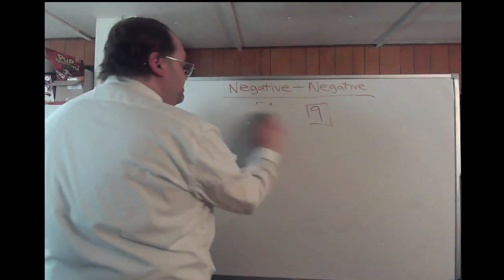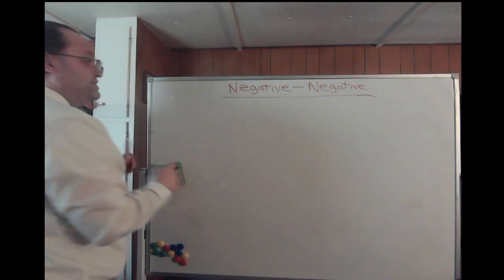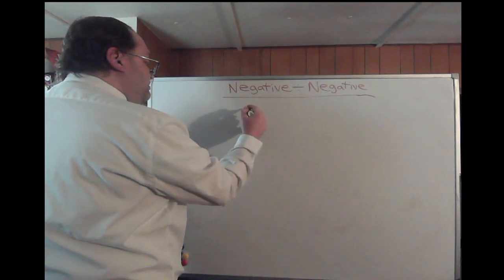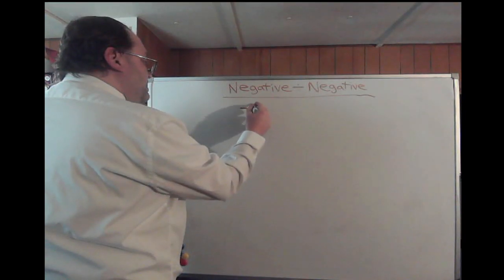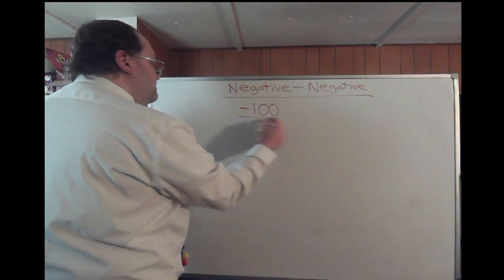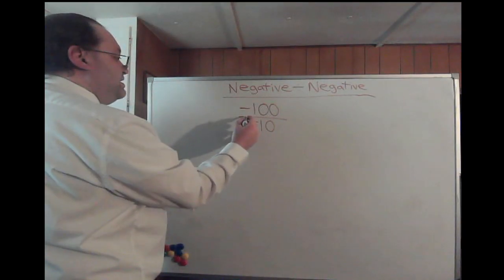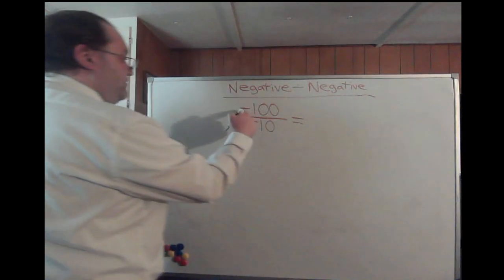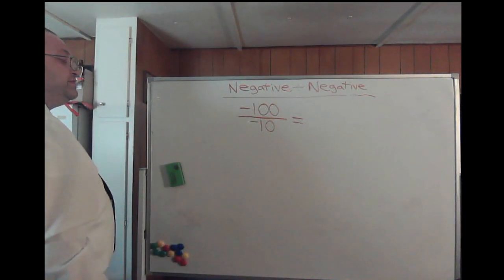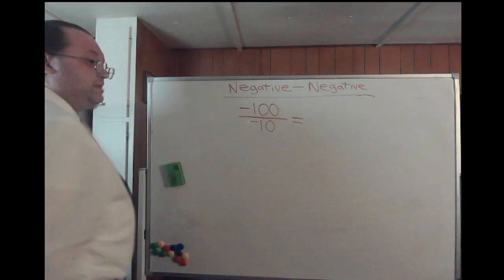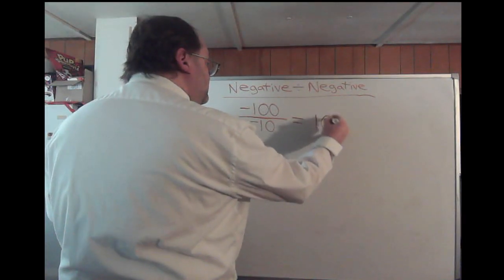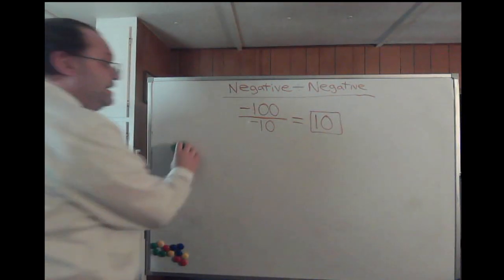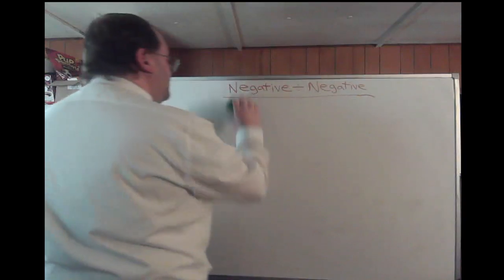And we'll do one more for good measure. I believe in at least 3 examples. Let's say we have negative 100 divided by negative 10. Well, of course, a negative divided by a negative turns the number positive. Now you just focus on what's 100 divided by 10. Well, that's just going to be 10. So your answer would be positive 10, or just simply 10. So negative divided by negative is going to be a positive.